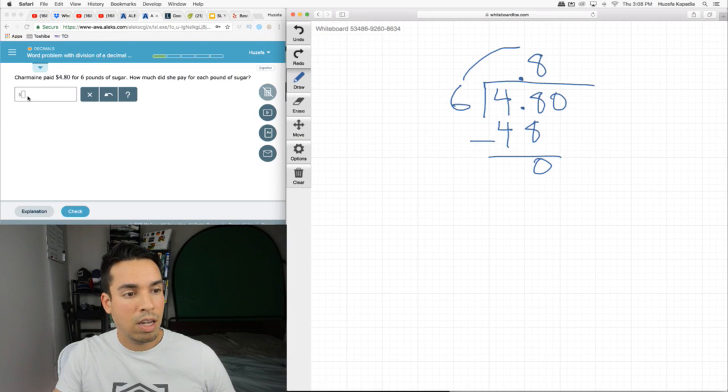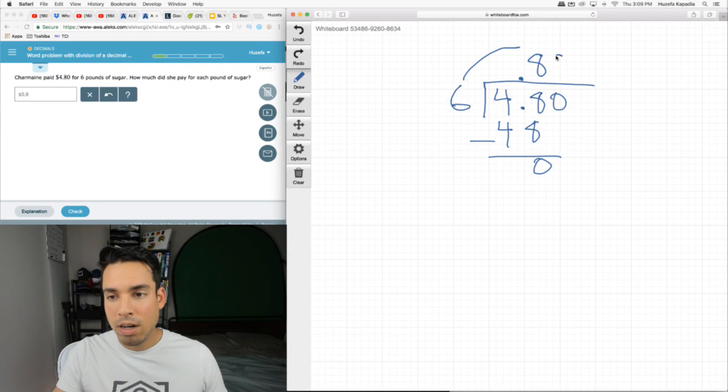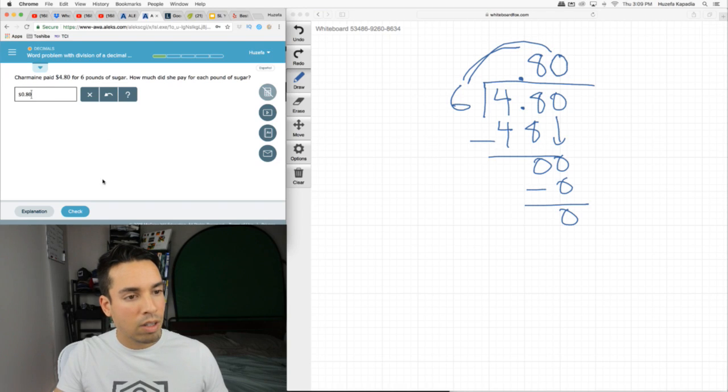So we could just say 0.8, but the convention is with money that we want to have a hundredths spot here, and since we're done dividing, we would just put a 0 there. If you want to try, you can bring the 0 down. It's the same thing. How many times does 6 go into 0? 0 times. It's the same idea, but we're done here. All you got to do is add a 0, and you're good.